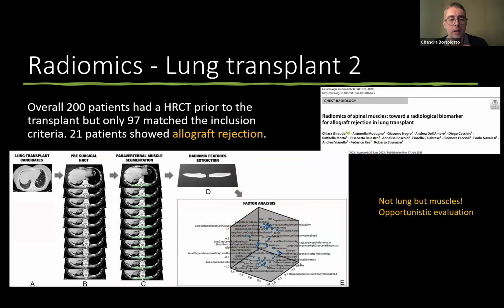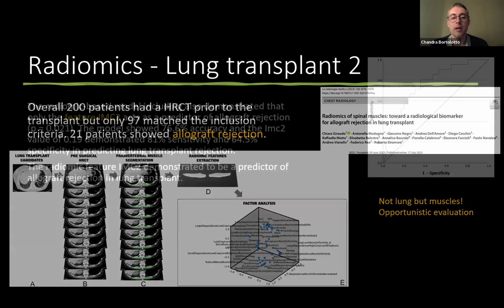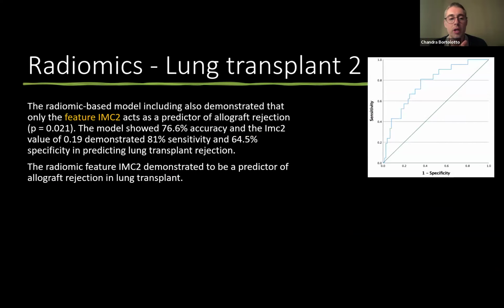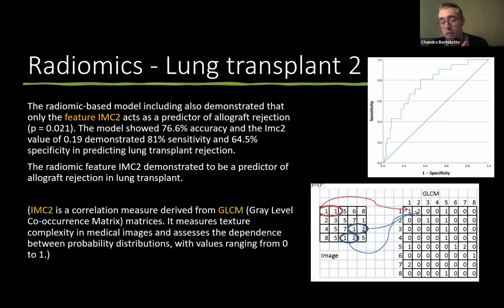Also, this article introduced a very interesting use of radiomics, not on the organ itself, but on the patient, and especially in this case on the paravertebral muscles, so not lung but muscles. This is a kind of opportunistic evaluation of the patient's organs other than those which will be transplanted, and there are features which correlate with allograft rejection. This feature, EMC2, is of course a textural feature.